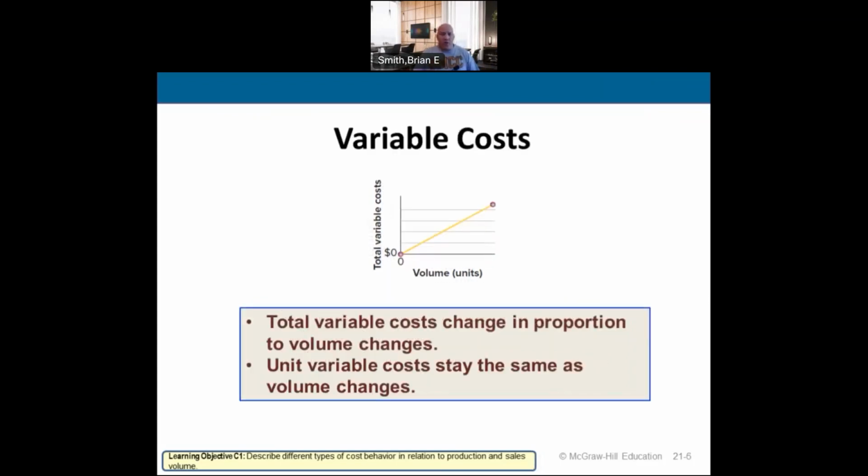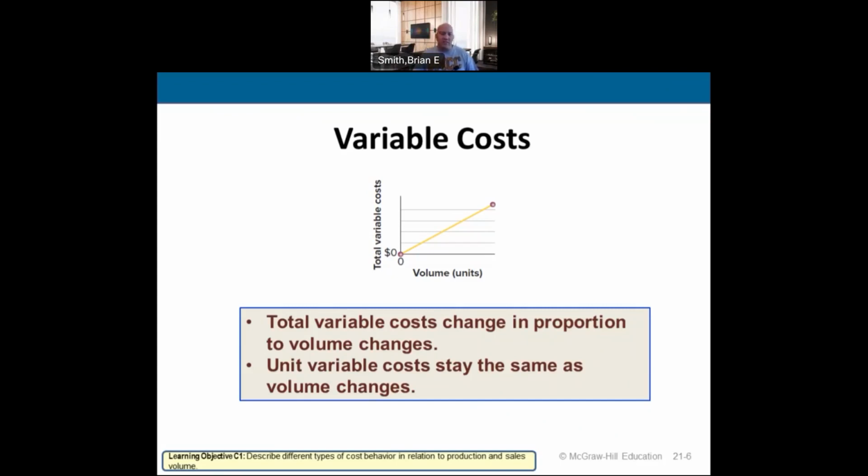Next cost is called a variable cost, and variable cost is directly tied to the number of units that you make. So the total variable cost changes in proportion to the volume that you are building or making in a manufacturing company. If you build 5 units, it's going to be $5. You build 25 units, it's going to be $25. It's going to be proportional, and no matter how much more you make, it should increase that same variable cost as you increase it.